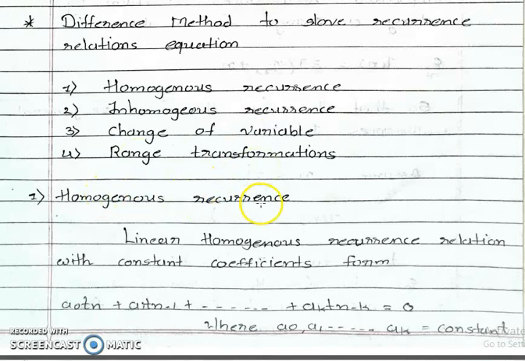The first one is the homogeneous recurrence. A linear homogeneous recurrence relation with constant coefficients has the form a0 tn plus a1 t(n minus 1) plus up to ak t(n minus k) equal to 0. Here a0, a1 up to ak are constant values. In a homogeneous recurrence relation, the right hand side should be equal to 0.